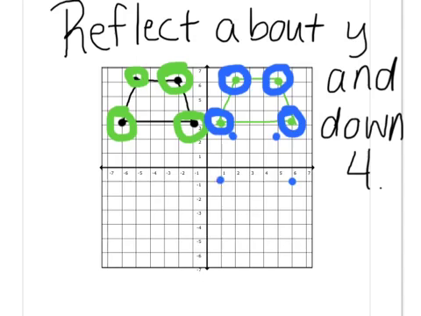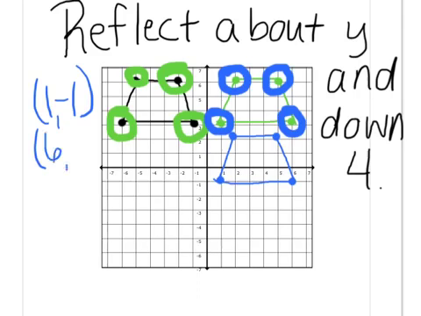Again, connect the dots. So your figure should still look the same as the original figure, just reflected and moved down. So your final points should be 1, -1, 6, -1, 5, 2, and 2, 2.